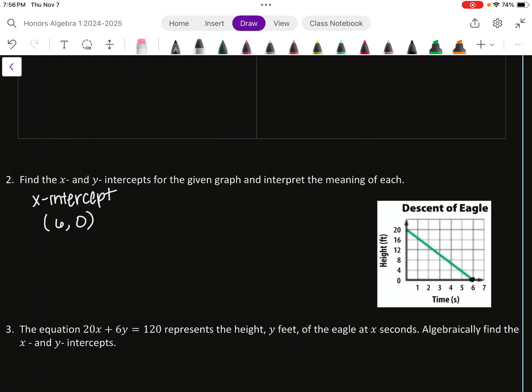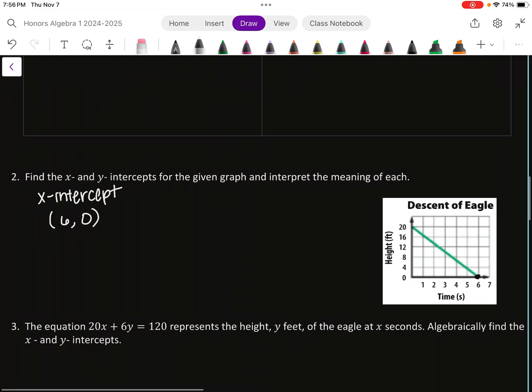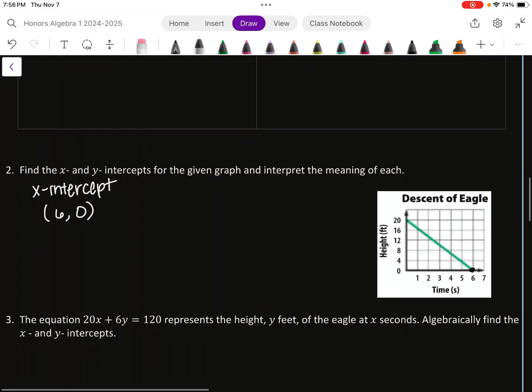It's a descent of the eagle. So the eagle has an initial height of some sort, which is another intercept, and it goes all the way down and hits the ground at 6 seconds. So that's what this intercept means: at 6 seconds, the eagle lands.